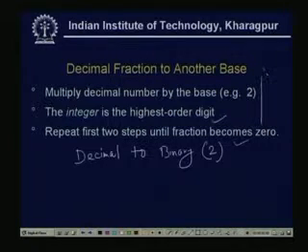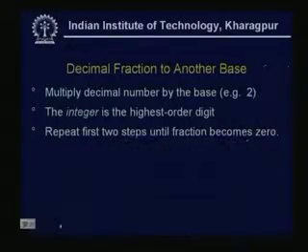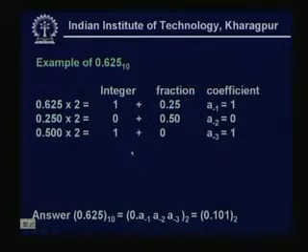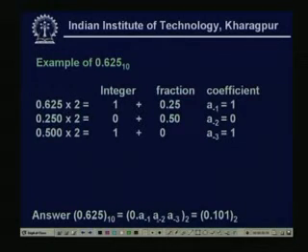So this is my general rule of converting decimal fractions to any other number system, which can be binary, octal or hexadecimal. See one example first. Now I am taking 0.625. This is in our decimal number system.